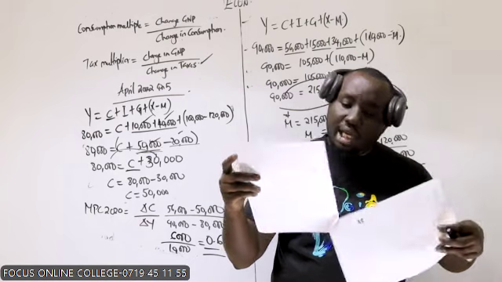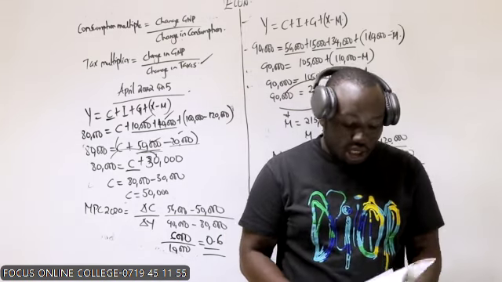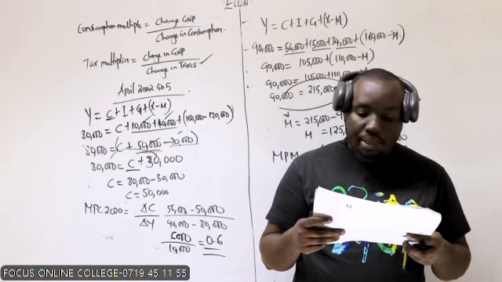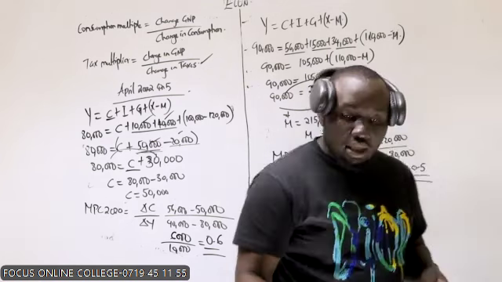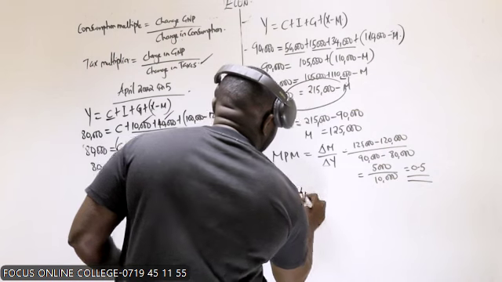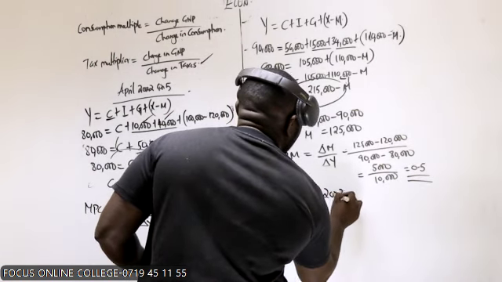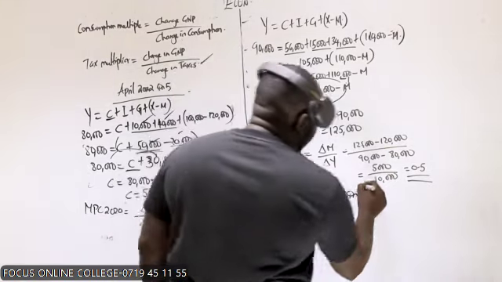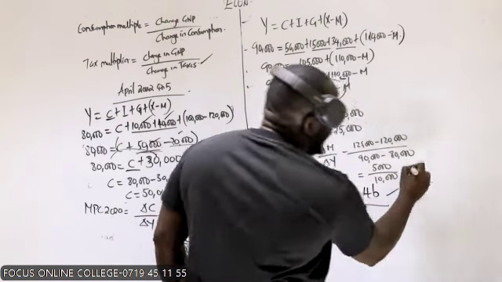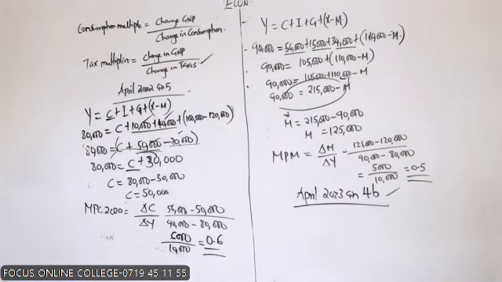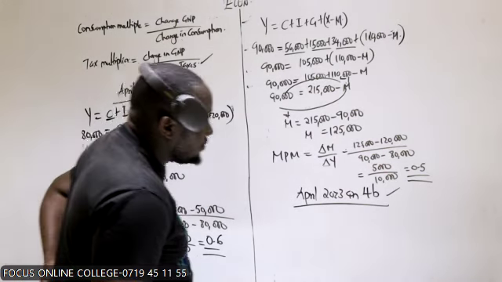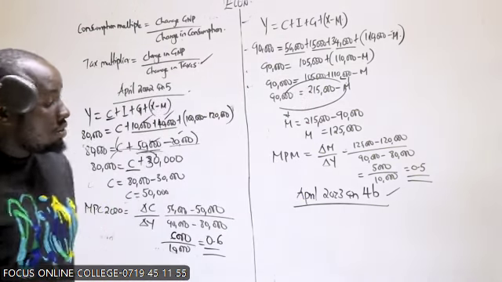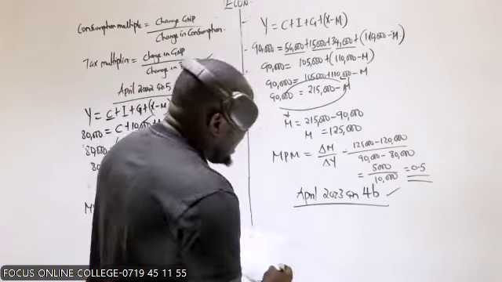It is 2023 April. Look at April 2023, question 4B. If you're there, you let me know. B, so we ask about the investment multiplier.